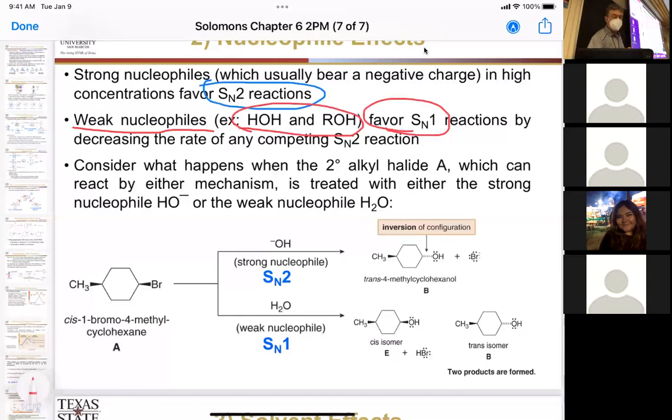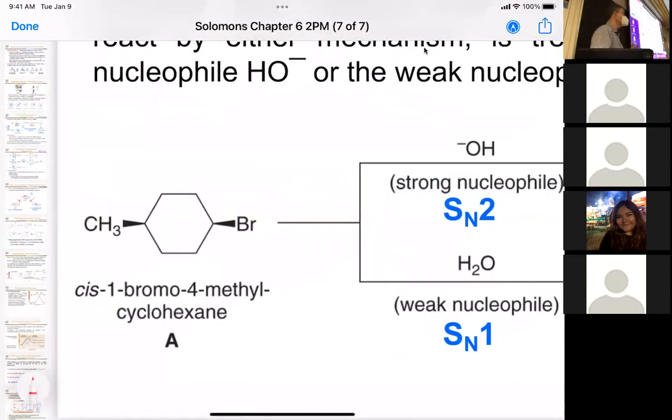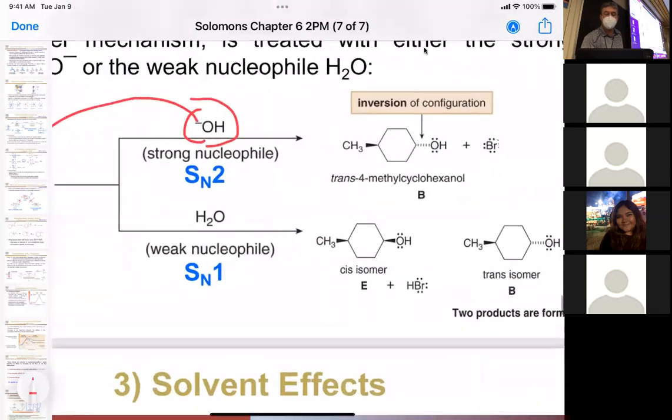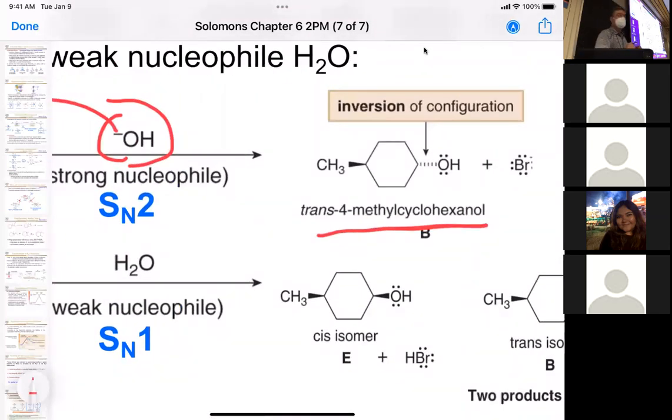So if we look at this alkyl halide right here, it's a secondary alkyl halide, and we want to make an alcohol out of this, so I'm going to hit it with a strong nucleophile, the OH here, hydroxide ion. We know that when we have a strong nucleophile, it's going to come in from the backside and give us one stereoisomer. Our SN2 is going to give us one product here, our trans methyl cyclohexanol. It was cis bromo methyl cyclohexane, and now because of inversion, it's trans right here.